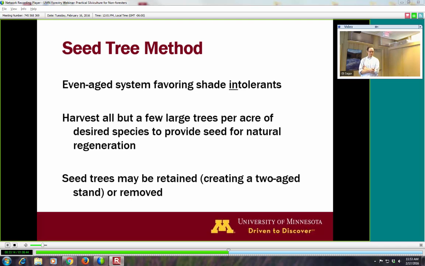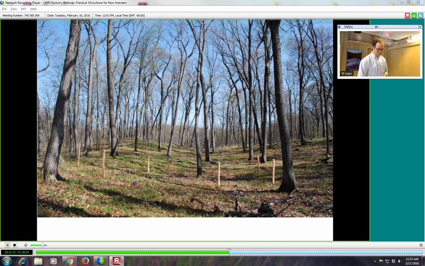So that was the Shelterwood method, and go ahead, Julie. Regarding Shelterwood, how do you protect the regen from damage at the last Shelterwood harvest?